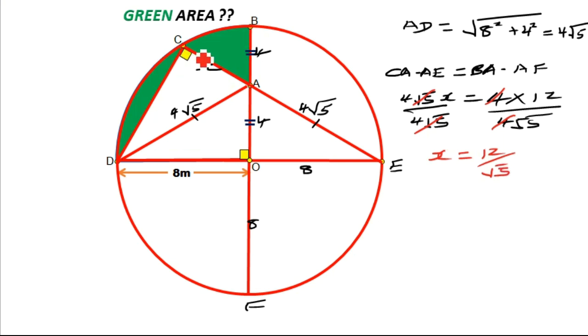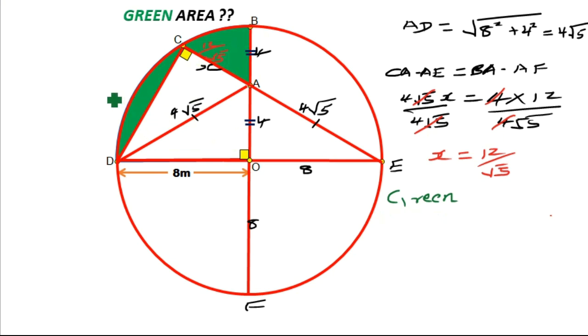So it means the length from C to A is 12 over root 5. So how do we get the green area? How do we get the green area?